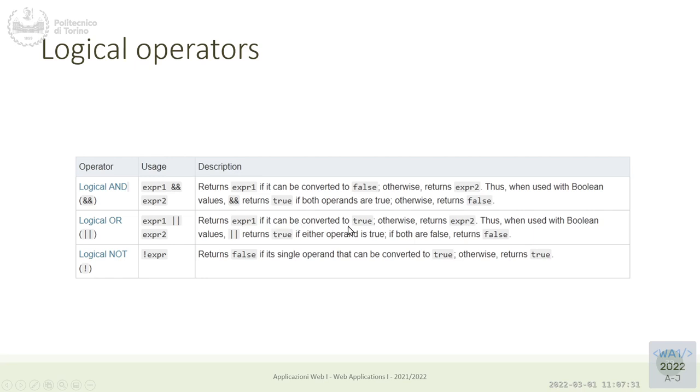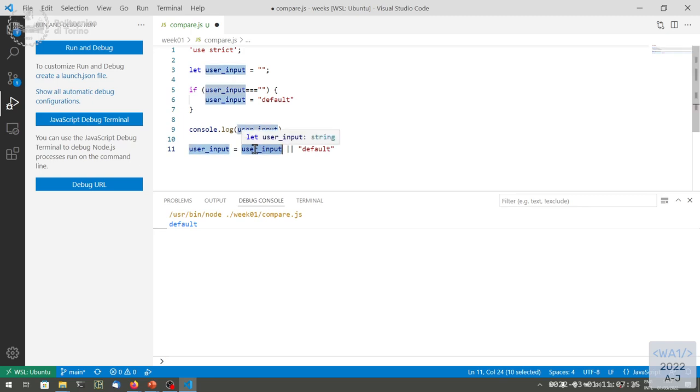So, can expression one be converted to true? Expression one is the name of the user, the value of the user input, which is a string. It can be converted to true if it's not the empty string. So if it's not the empty string, this expression will return user input unchanged. If it's the empty string, it will return the second parameter. So we embedded a sort of an if statement here. And the AND would be for returning a value only if another value is different from zero. So it's the reverse.